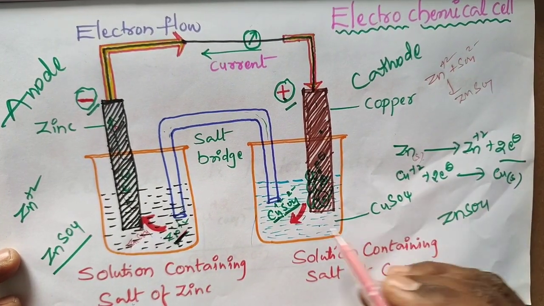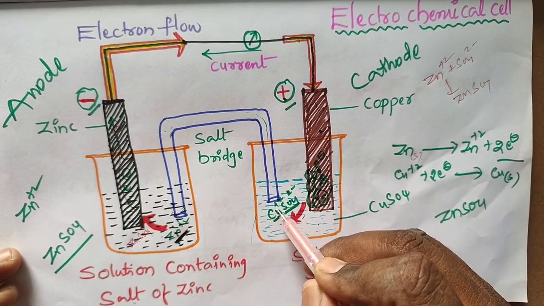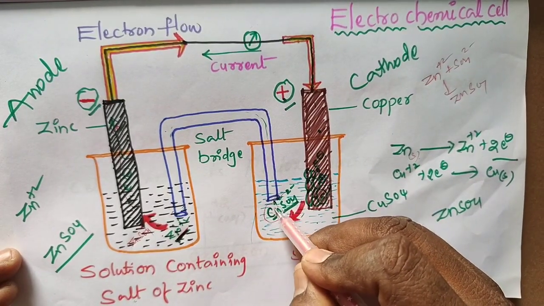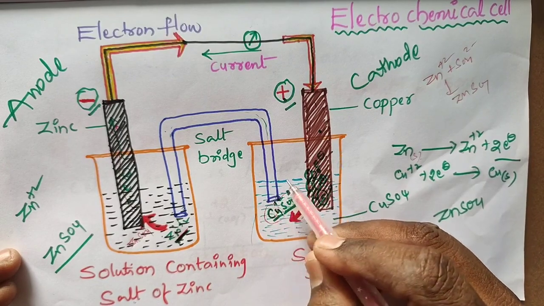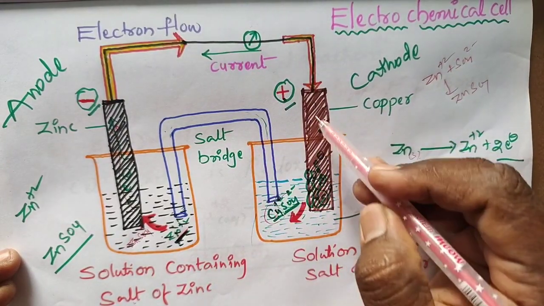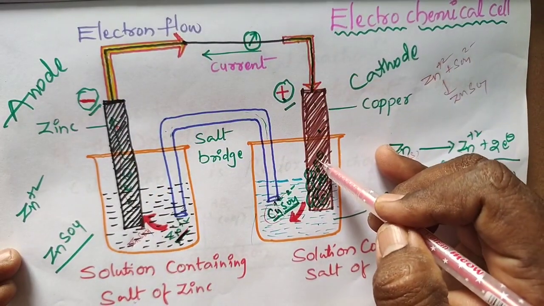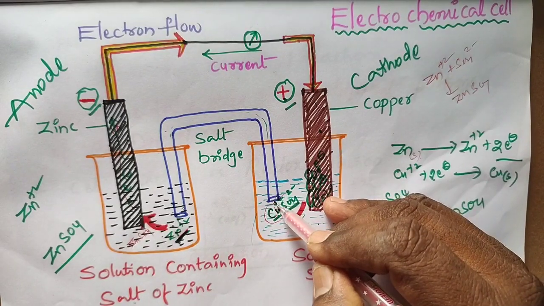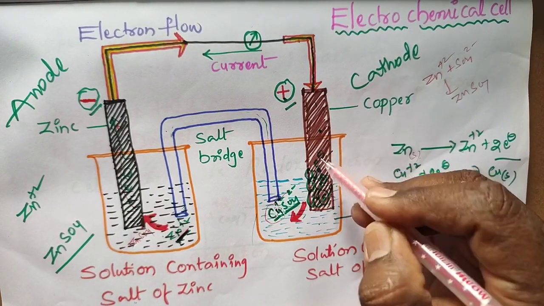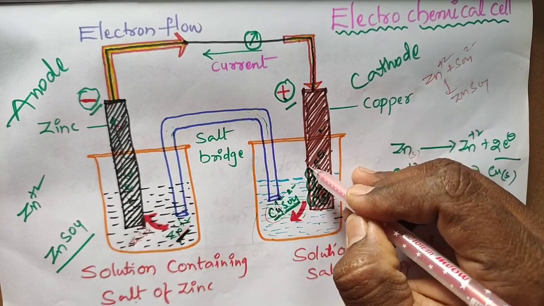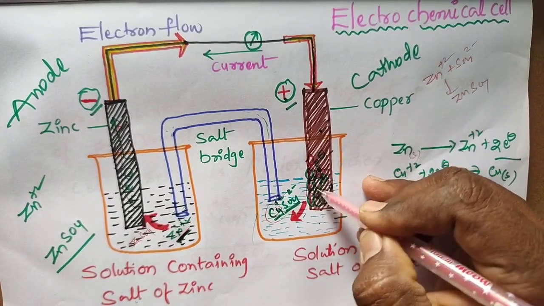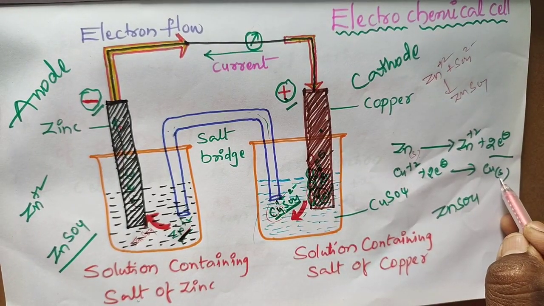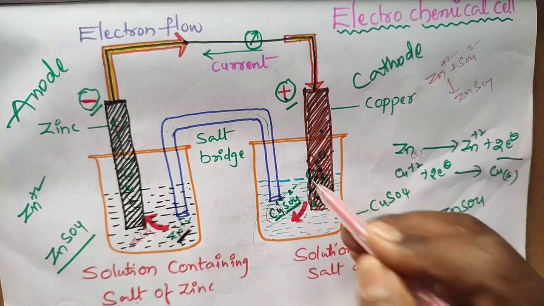Okay. And the remaining solution contains Cu plus 2 ions. Cu plus 2 ions are going to gain the electrons. So electron movement takes place from this electrode to this electrode. So electrons are present in this, and these Cu plus 2 ions are going to gain the electrons at this electrode. So the Cu plus 2 ions are going to be deposited on this electrode. So the Cu plus 2 is converted to solid. That means deposition takes place at this electrode.